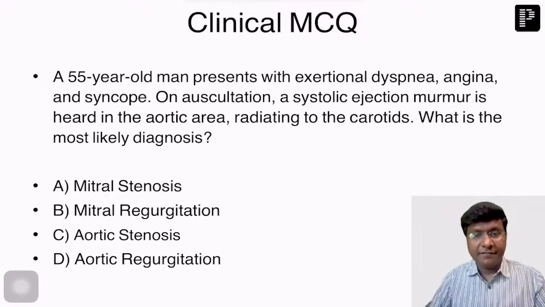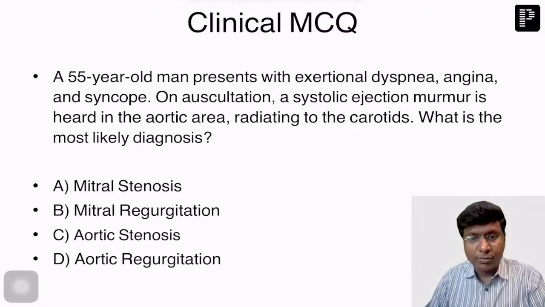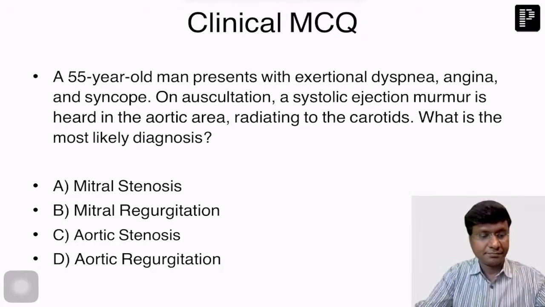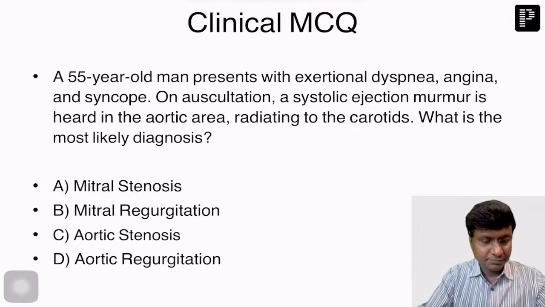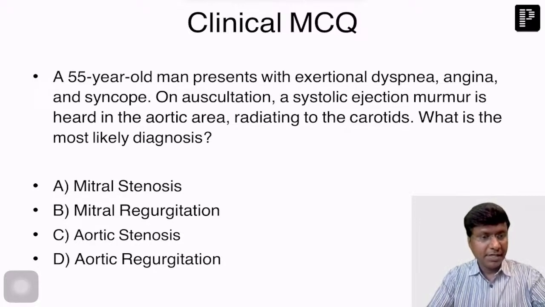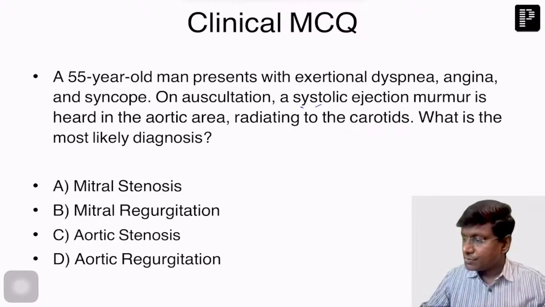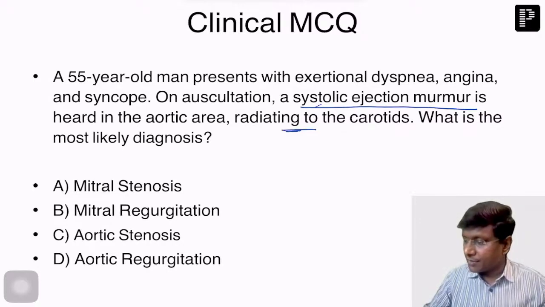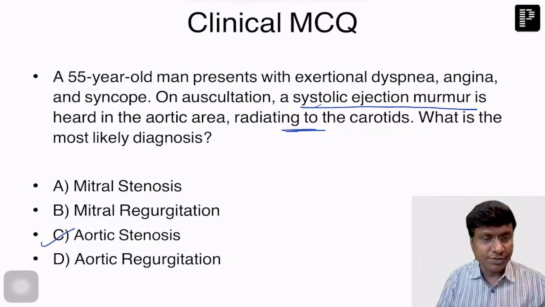So we have a 55-year-old man who presents with exertional dyspnea, angina, and a syncopal attack. On auscultation, an ejection systolic murmur is heard in the aortic area, radiating to the carotid. So what is the likely diagnosis? It should be a simple question, not a difficult one at all. There is an ejection systolic murmur, right? And this ejection systolic murmur is radiating to the carotid. It is very much suggestive of aortic stenosis. Okay, next one.